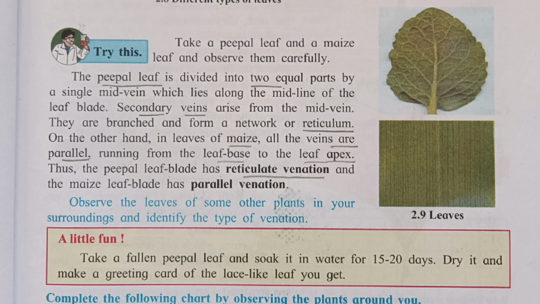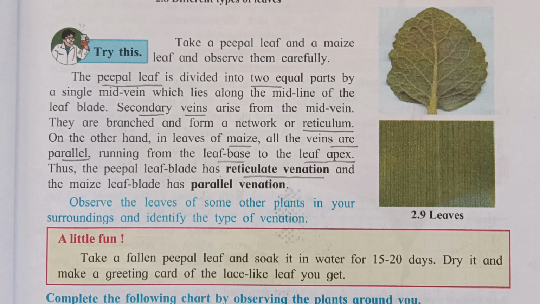Take a peepal leaf and a maize leaf and observe them carefully. The peepal leaf is divided into two equal parts by a single midvein, which lies along the midline of the leaf blade. Secondary veins arise from the midvein. They are branched and form a network or reticulum. On the other hand, in leaves of maize, all the veins are parallel, running from the leaf base to the leaf apex. Thus, the peepal leaf blade has reticulate venation and the maize leaf blade has parallel venation.